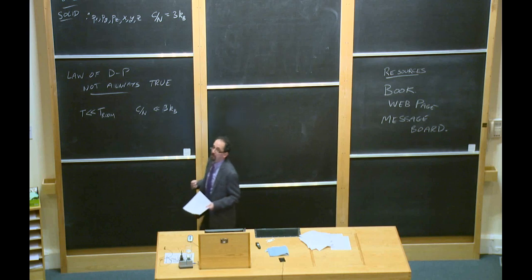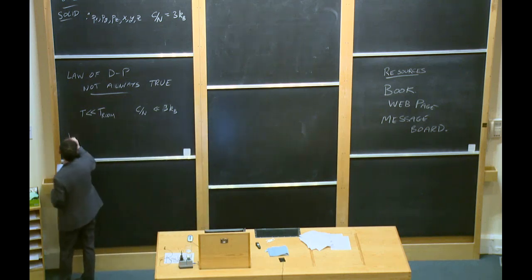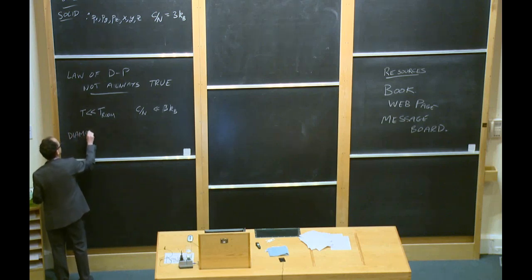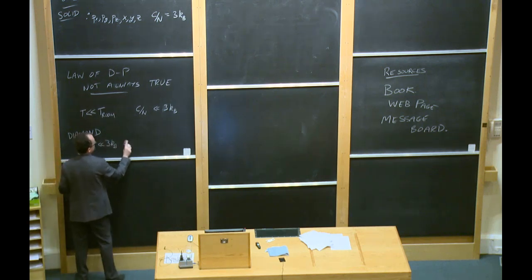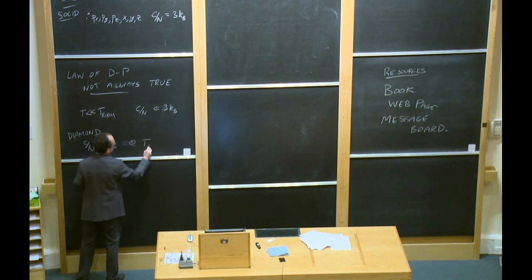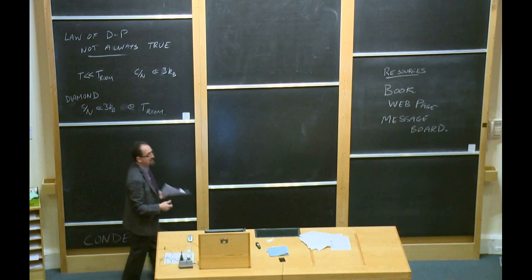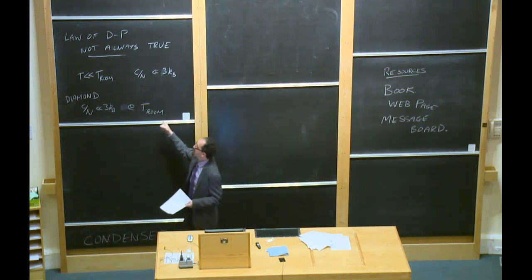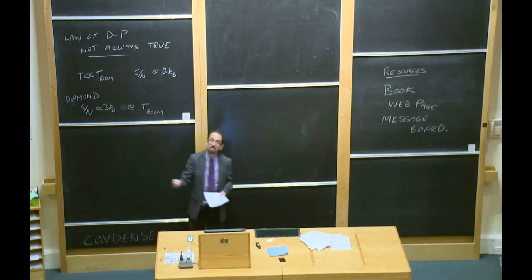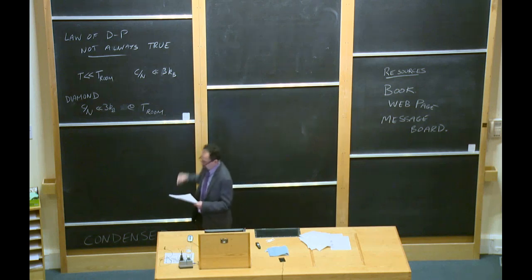For some materials, rare materials, and one in particular, diamond, that C over N is much less than 3 kB even at room temperature. So for most materials at room temperature, you get 3 kB heat capacity per atom. Diamond is an exception in that its heat capacity is smaller. You take any material and you cool it down, and the heat capacity will drop below 3 kB.